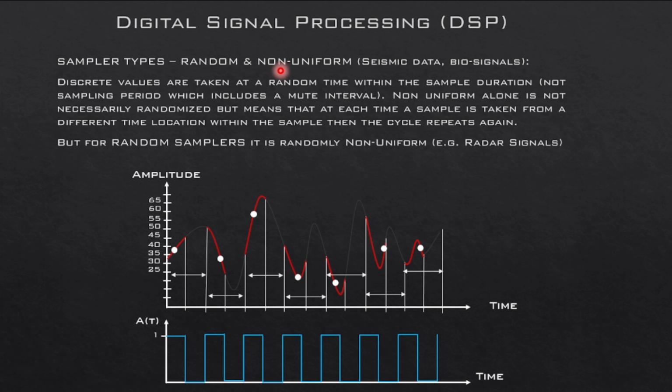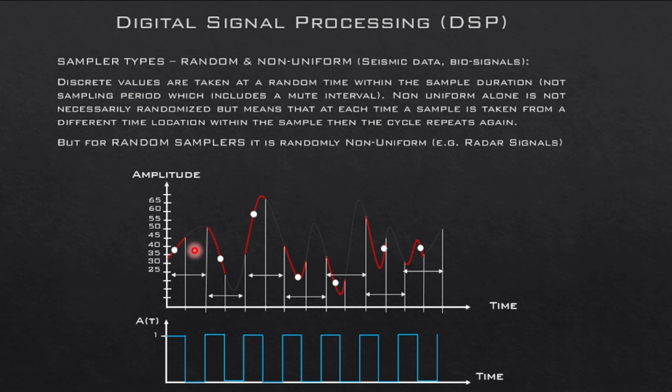The second type of sampler is the random and non-uniform, which is used, by the way, for seismic data collection and biosignals. So discrete values are taken at a random time within the sample duration, not the sampling period, which includes a mute. This is this area here, so without the areas that are void, that are clipped. So how it works, again, it takes samples randomly from the entire sample duration. It can take it from here, from here, from here, but one discrete value of each sample. That's the most important premise.